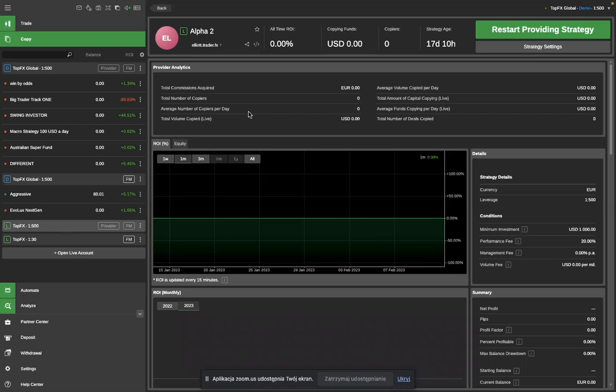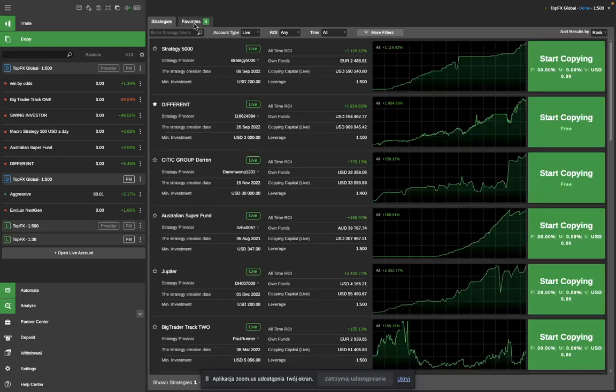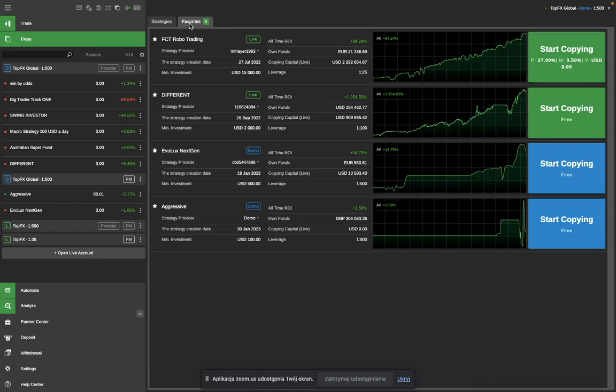So if you have a good strategy, you can almost be sure that there will be people who would love to follow your strategy. As you can see, I have added to my favorites tab some strategies that I would love to talk about with you guys, to tell you what kind of requirements from the copier's point of view you need to meet in order to become a signal provider.